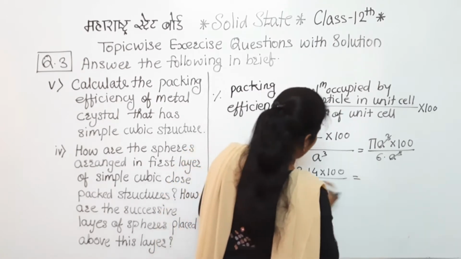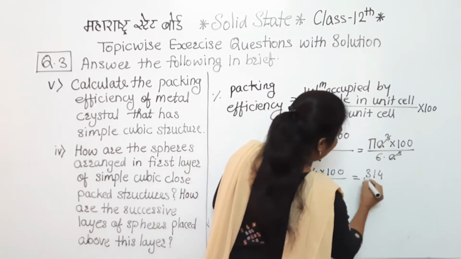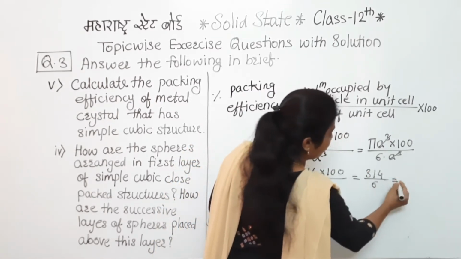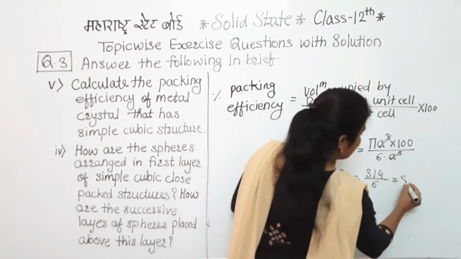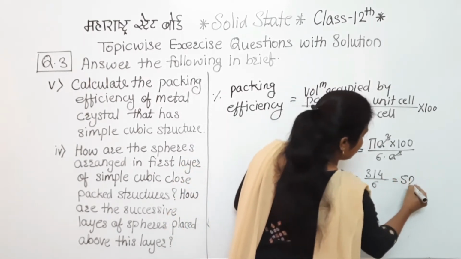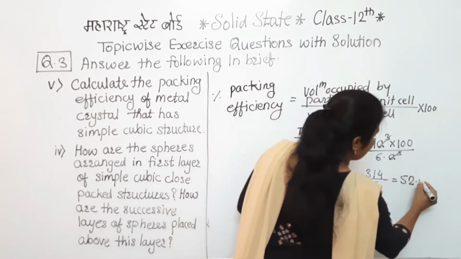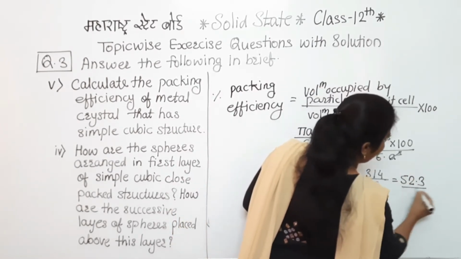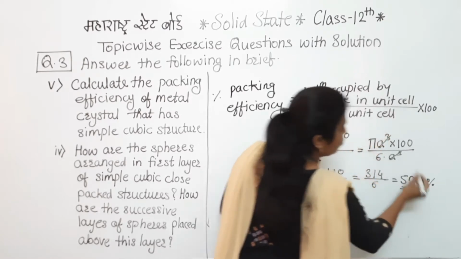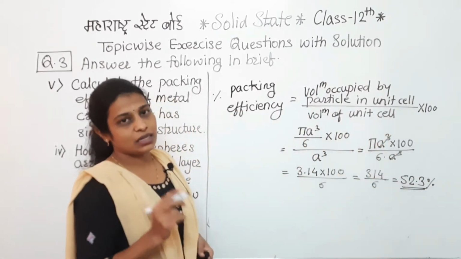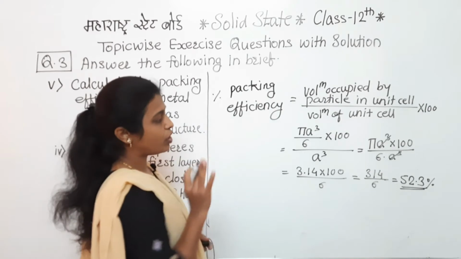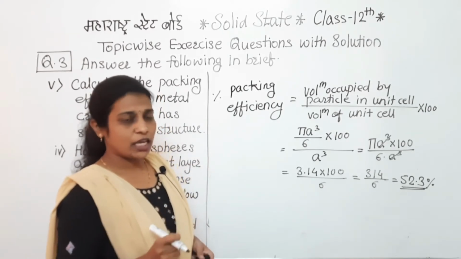So simply here 314 divided by 6. What will be the packing efficiency? Now see here. 6 5s are 30. 6 2s are 12. 12, 13, 14. Again 6 3s are 18. Means here we can say that 52.3 is the percentage packing efficiency. So here we have calculated the percentage packing efficiency.